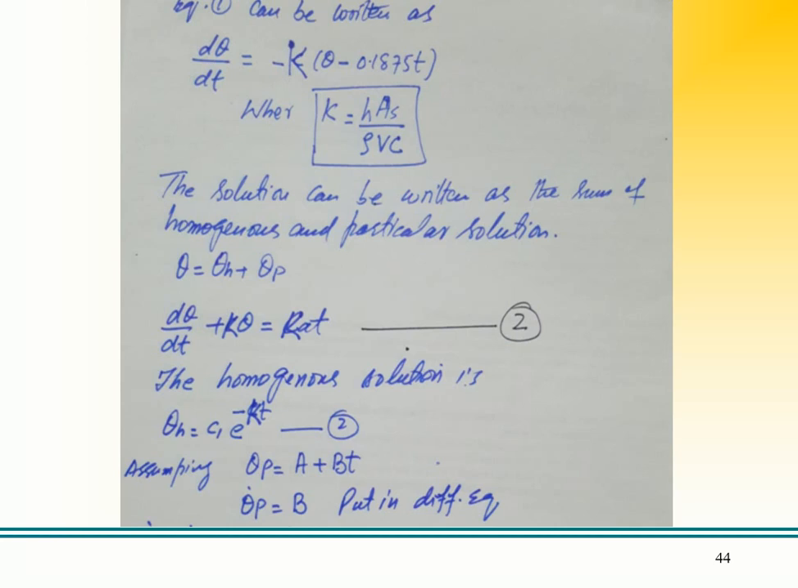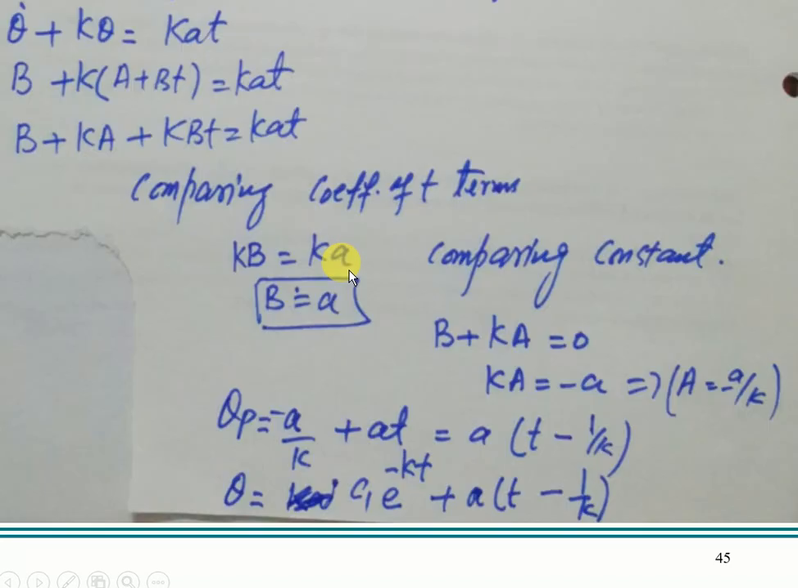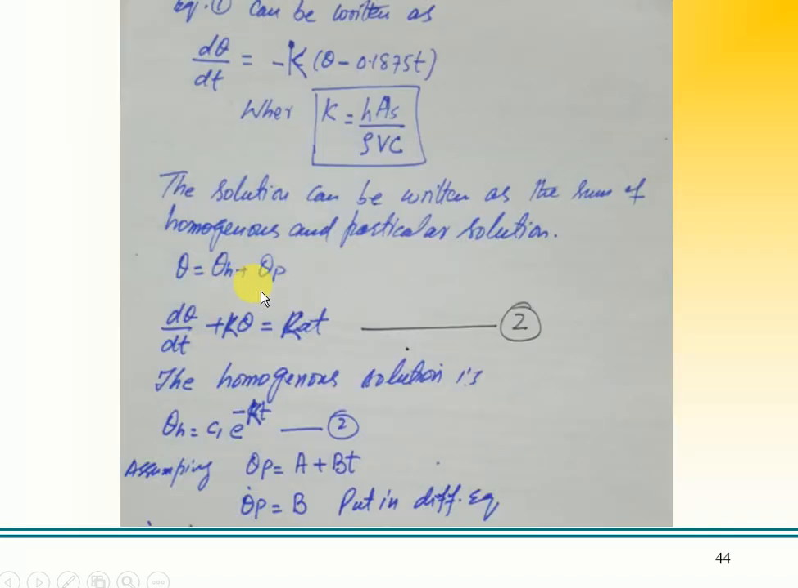In this question, I cannot separate the time and the theta. There's a temperature difference, so in this problem the variable separable method cannot be applied. So from your previous knowledge of calculus, the solution will be one is the homogeneous solution and the other one is a particular solution.